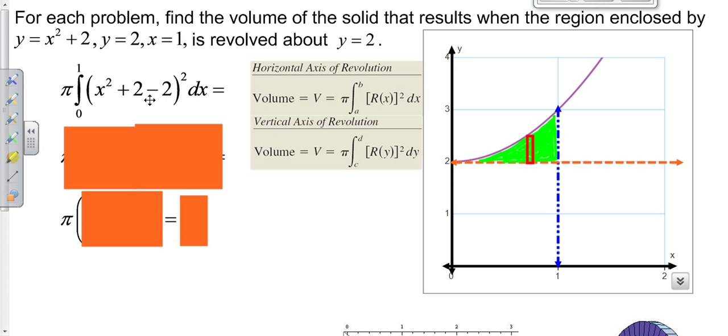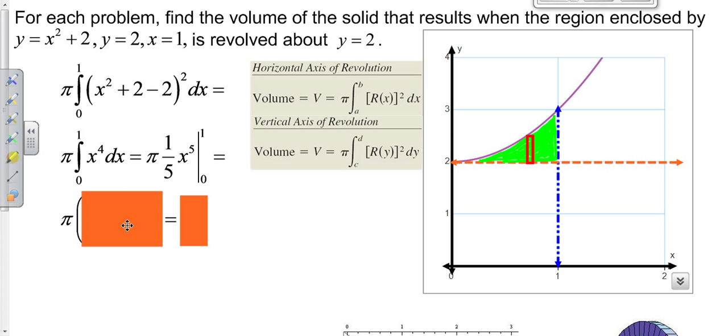Now, we didn't have to subtract on the earlier ones because we were always going to the axis, and that's subtracting 0 and doesn't change it. So in this case, we can go ahead and simplify this. The 2 undoes the minus 2. And so then we have our x squared all squared, which is really just our x to the 4th. Then we can do our integration by increasing our exponent by 1, plug in 1 minus what we get when we plug in 0, and then we get our answer of pi over 5.